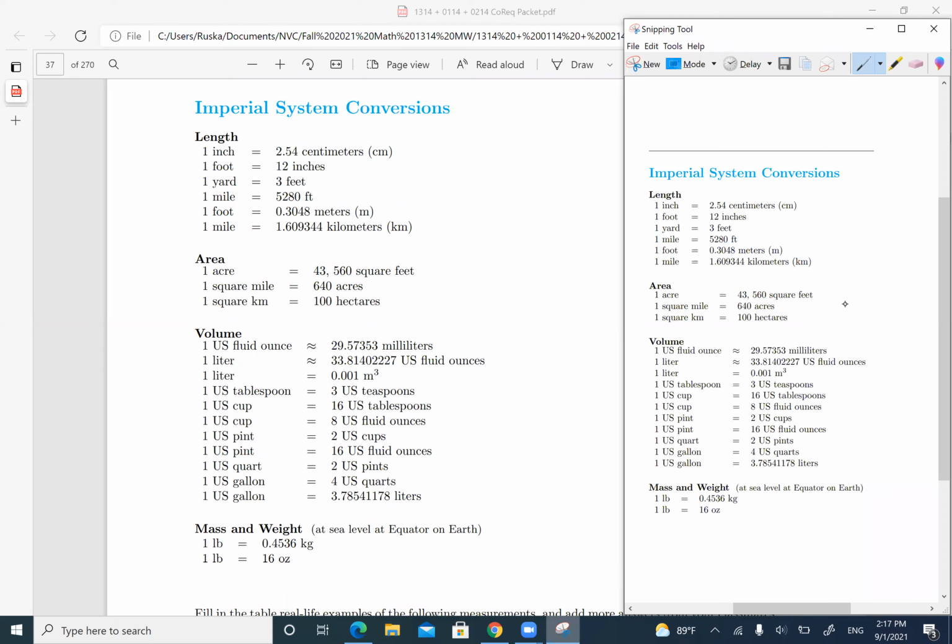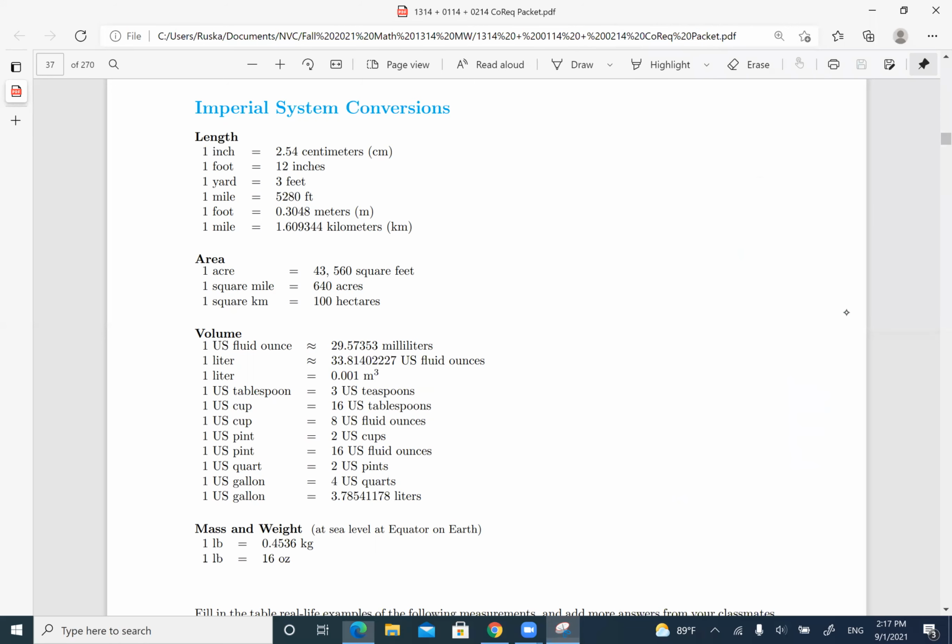There is another page also after a few pages with the conversions. So you can use it like a formula sheet. You don't have to memorize all these conversions, but you can use them. And that's why I have it here on my side like a screenshot. So we're going to use these conversions.